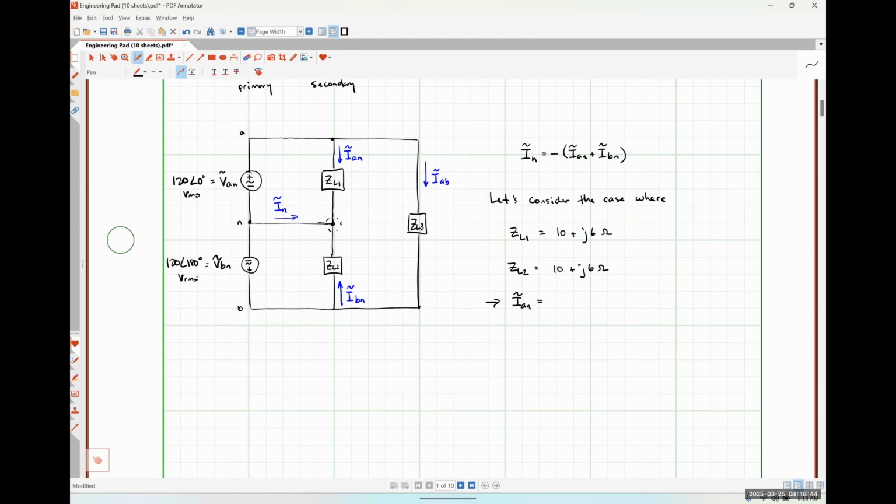Anyone have literally any thoughts? Yeah, 100%. So what's the voltage drop across that impedance ZL1?